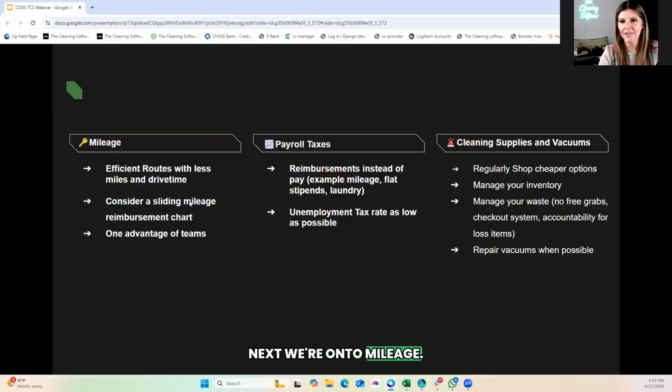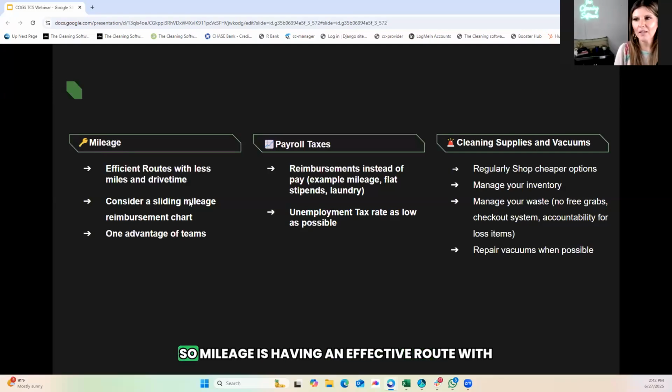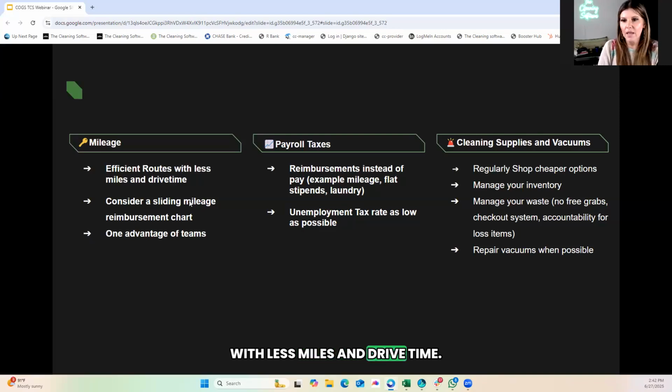Next, we're on to mileage. How do you decrease mileage? So mileage is having an effective route with less miles and drive time.